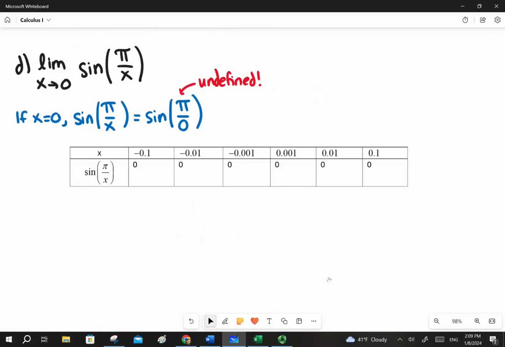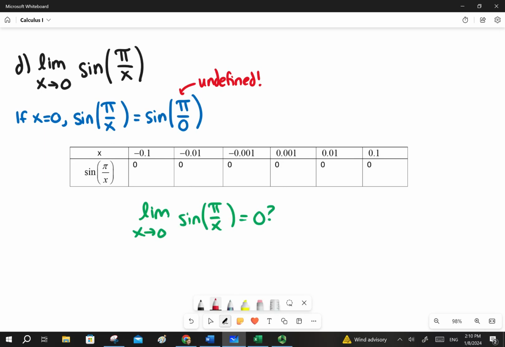Did you pick similar values to what I did? Did you get the same results? What does it look like the limit is? It's very tempting to say that the limit is 0, because after all, every value we got as we got closer and closer to 0 was 0.